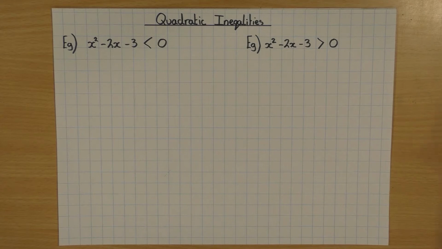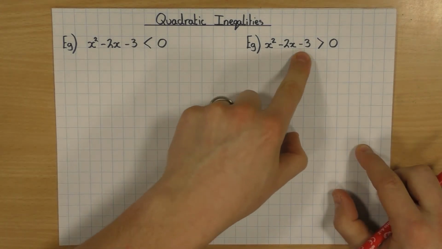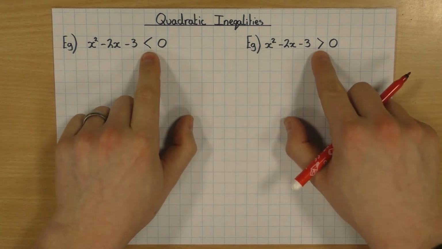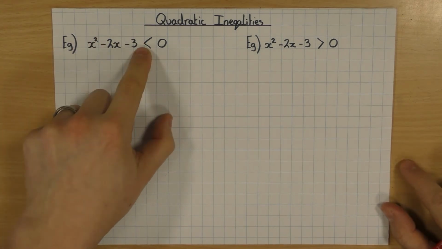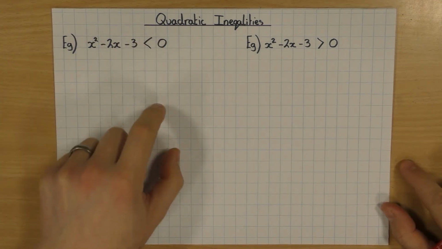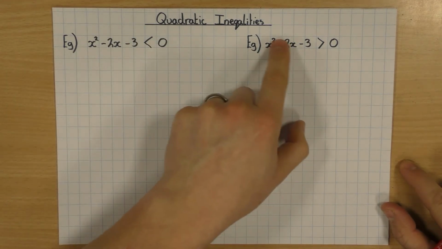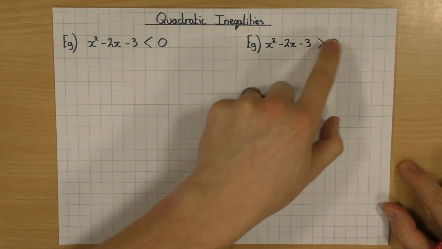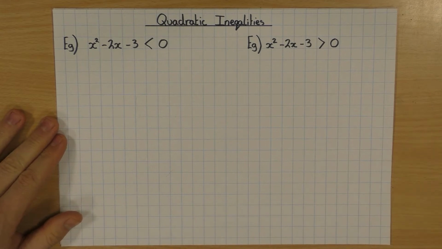So let's get started. You'll notice that x squared minus 2x minus 3 and x squared minus 2x minus 3 are exactly the same quadratic. The only difference is the inequality is the other way around. This one's saying this is less than 0. Remember, we always point towards the smaller amount. And this one here, because it's pointing the other way, we're saying this is greater than 0. Okay? So I'm going to show you what happens in both situations.